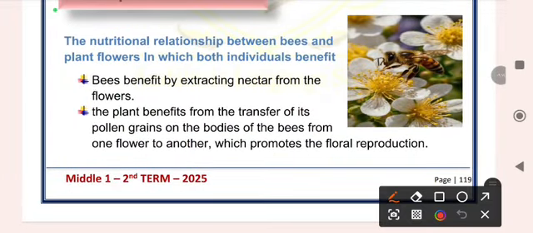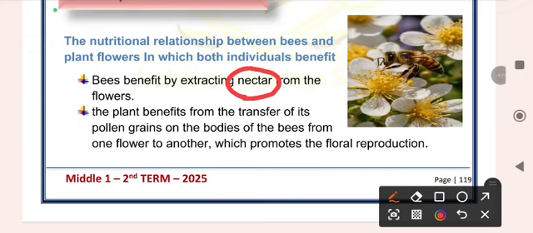The bee stands on the flower to take or extract its nectar. This nectar the bee uses to make honey. So the bee benefits from the plant or the flower by extracting their nectar.